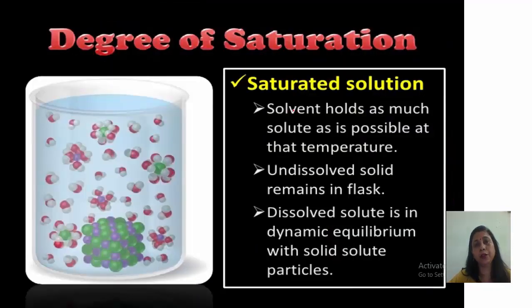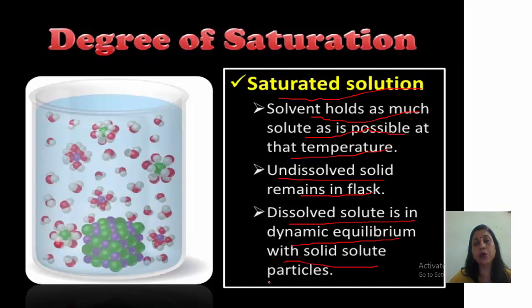Now, degree of saturation. We have learned about saturated solution. Solvent holds as much solute as is possible at that particular temperature. Undissolved solid remains in the flask. Undissolved solute is in dynamic equilibrium with solid solute particles. So these are the properties of a saturated solution. The solvent takes the maximum amount of solute it can hold at a particular temperature. The undissolved solid remains in the flask, and the dissolved solute in that solvent is in dynamic equilibrium with solid solute particles.